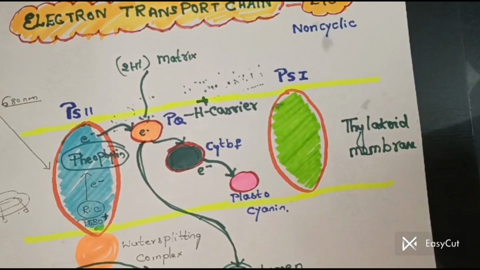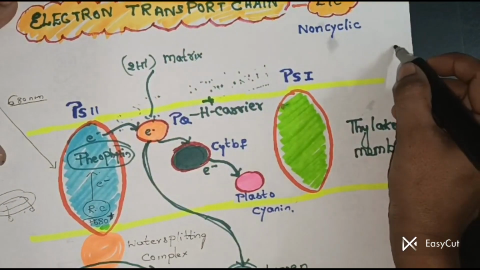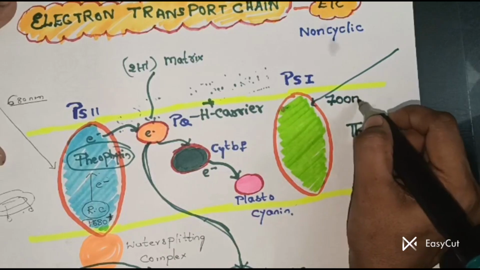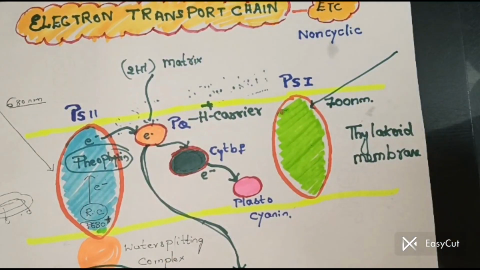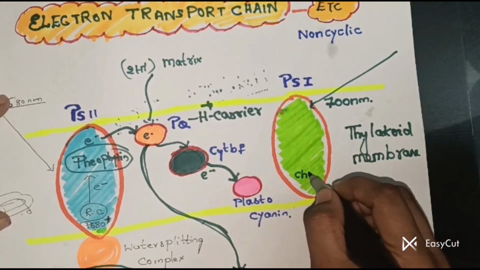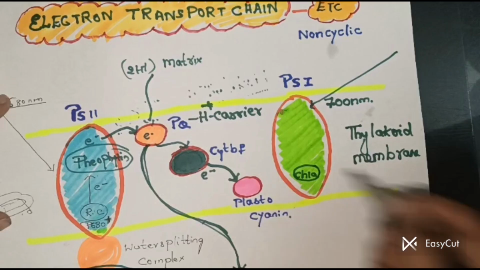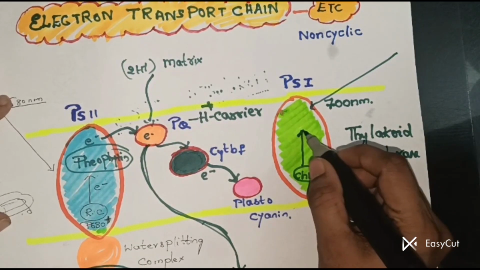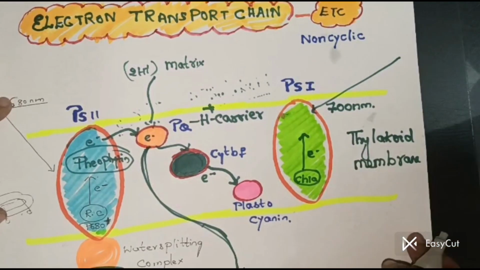But the PS1 should be an oxidant. How does it act like an oxidant? It acts like an oxidant only when it absorbs 700 nanometers wavelength of light. Yes, 700 nanometers is going to excite the chlorophyll A present in the reaction center of the PS1. Same thing repeats. It's going to extrude the electrons from the ground state to the excited state.